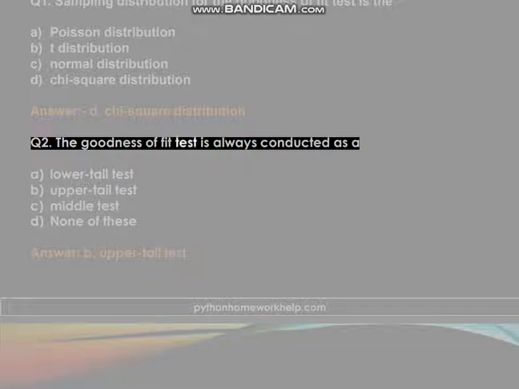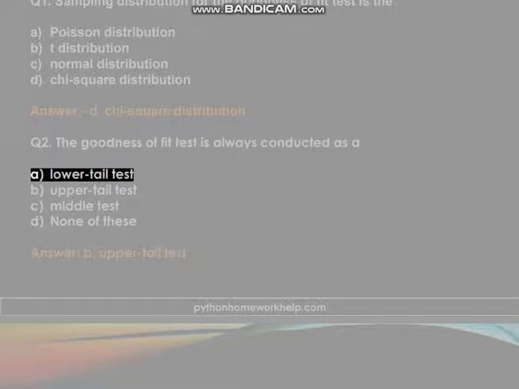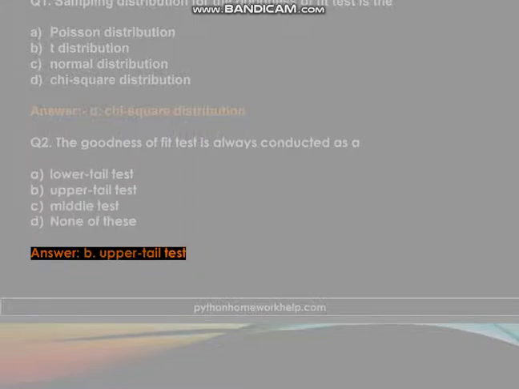Q2. The goodness of fit test is always conducted as A. Lower tail test, B. Upper tail test, C. Middle test, D. None of these. Answer B. Upper tail test.